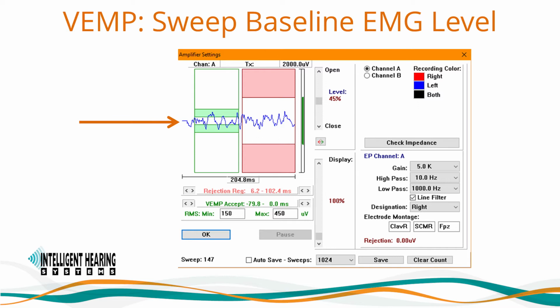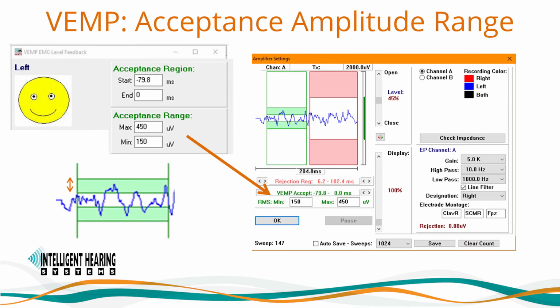The sweep baseline EMG level is used in determining if a sweep is accepted for inclusion into the VEMP recording and for biofeedback. The minimum and maximum sweep baseline EMG levels define the lower and upper limits of the acceptance amplitude range, respectively. The acceptance amplitude range is the range of sweep baseline EMG levels greater than or equal to the min and less than or equal to the max. The user enters the desired min and max in the amplifier settings window or by setting these values in the VEMP EMG level feedback window.